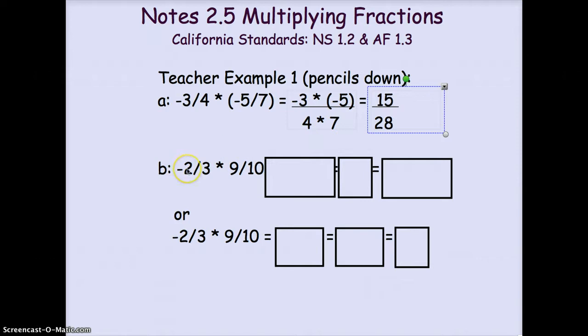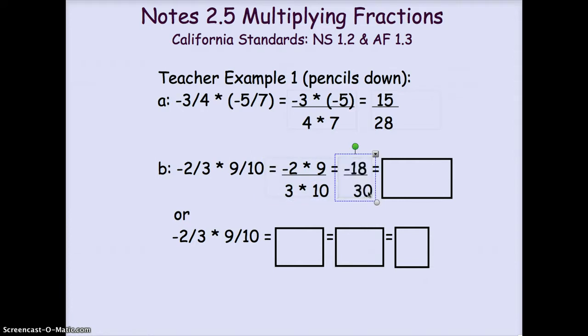Problem B, there are two ways of solving this. I'm going to show you first the traditional way, just like we did the problem before. Multiplying the numerators, multiplying the denominators. You'll end up with negative 18 over 30. And then you can simplify by dividing both of them by the same number. In this case, that number is 6, and you end up with negative 3/5.